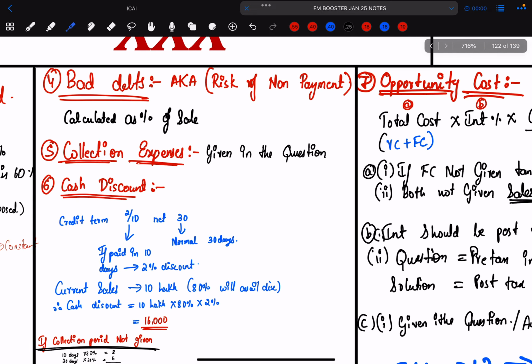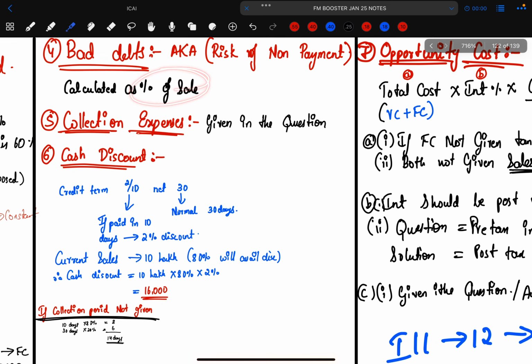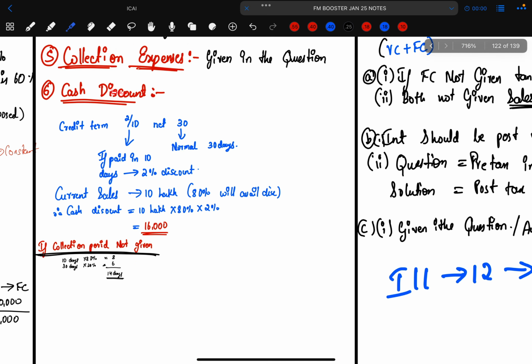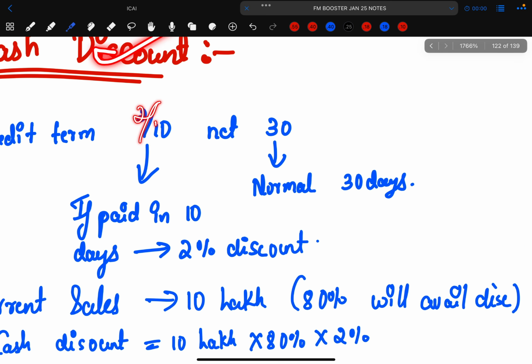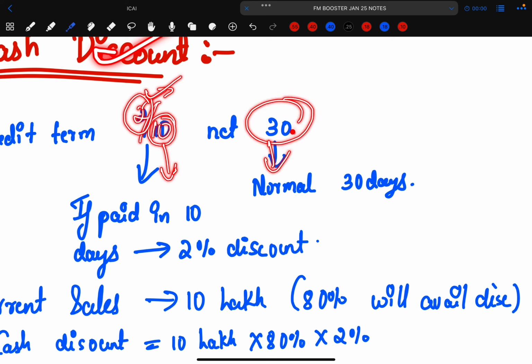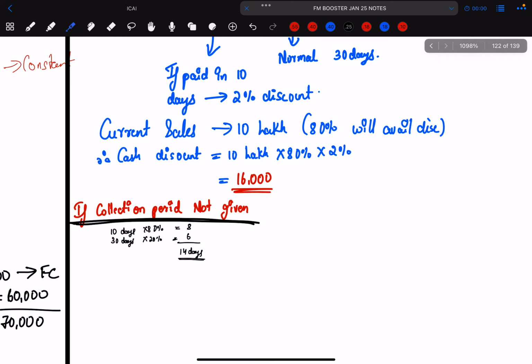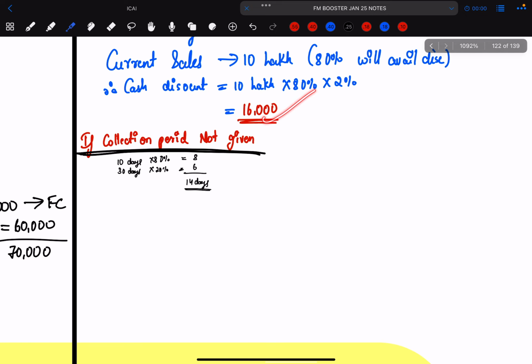Bad debts, it is calculation of percentage of sale. Collection expense, it is always given in the question. Cash discount, this they say 2 by 10%. So 2 is a percentage. If you pay the amount in 10 days, you'll get a 2% discount, and the total period is 30 days. Normally you have to pay in 30 days, but if you pay in 10 days, you'll get a 2% discount. Clear. So this is what I have done.